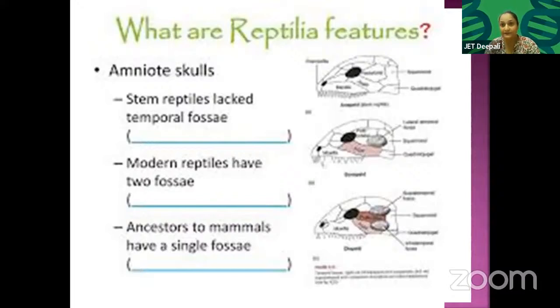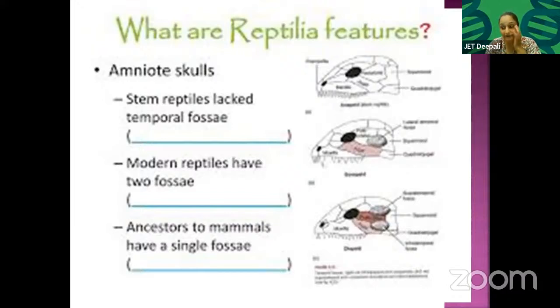Okay, stem reptiles means anapsids are lacking in temporal foci. Modern reptiles have two foci. Means when we are talking about the modern reptile, we are talking about the subclass Diapsida. They are having two kinds of foci, one at ventral position and one at dorsal position. Ancestors to mammals have a single foci.